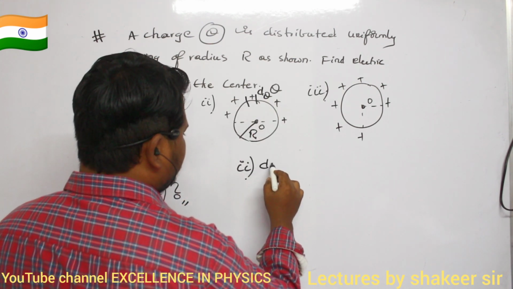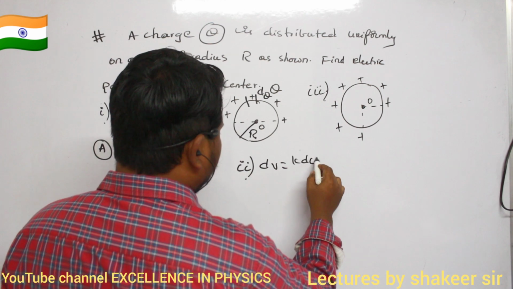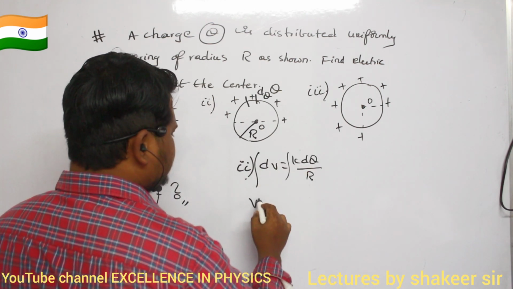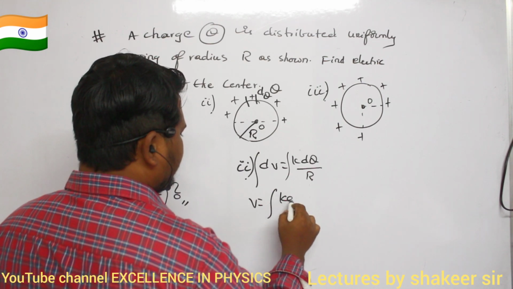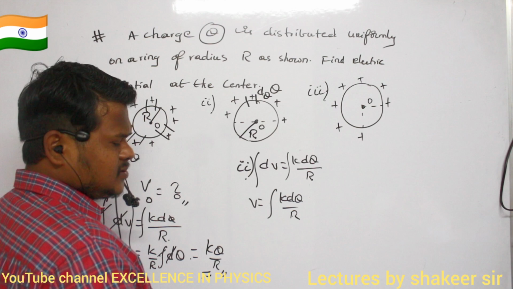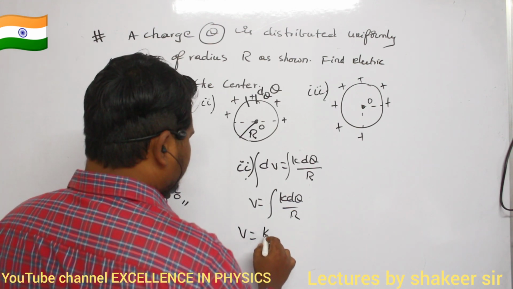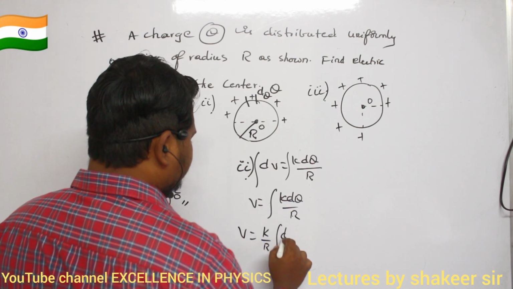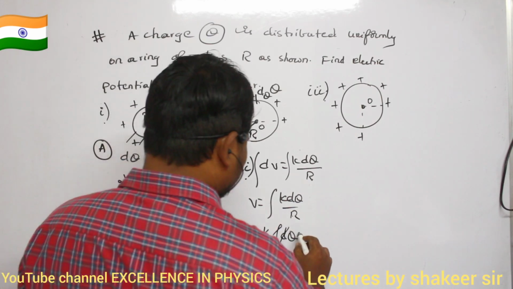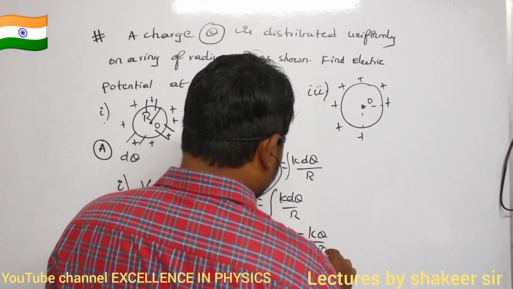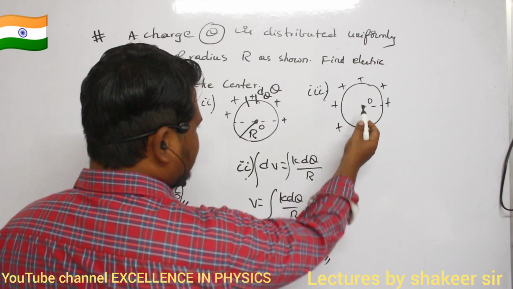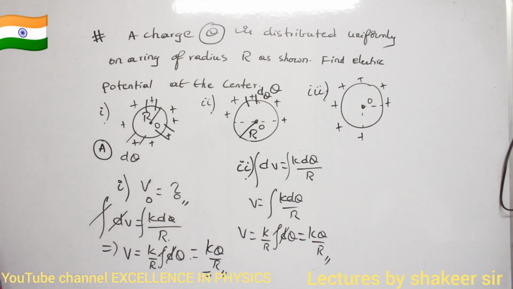So dV is equal to K dQ divided by R. So integrate it on both sides. So V is equal to integration of K dQ divided by R. Again K and R are constants only, no? So take them outside. So K by R integration of dQ. Clear? So integration and differentiation again will get cancelled. So again the answer is KQ divided by R only. That's all. Then what about this one? What about the third one?